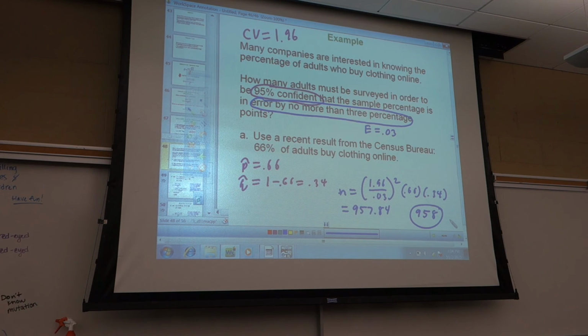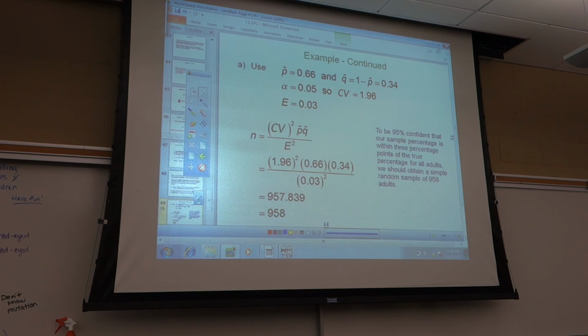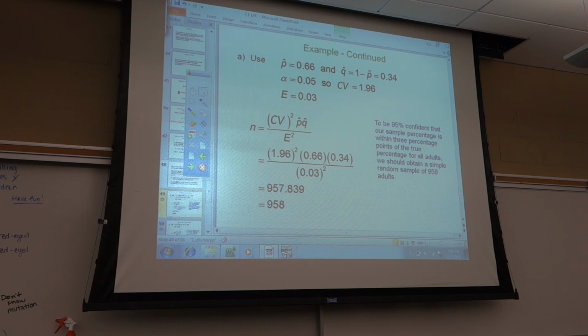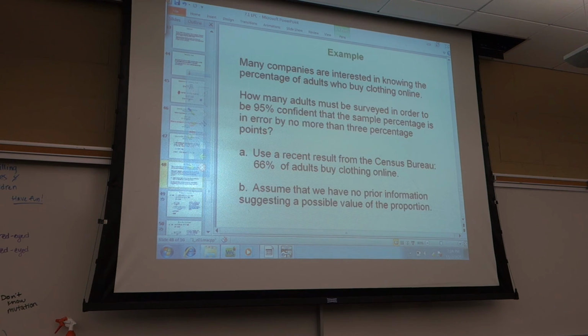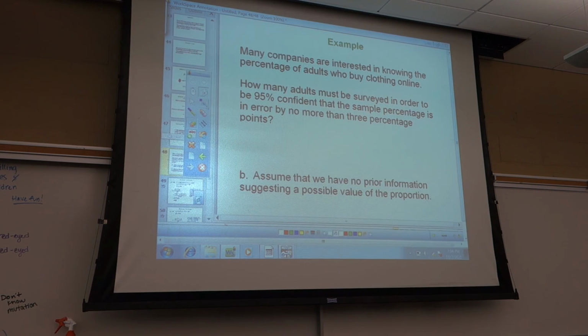So you're all doing this on your sheets, correct, with me? The next one, let's look at B. See, they did the other one. It's hard to do it that way. So if we do B, now we're going to say, okay, my n is equal to my critical value, 1.96 divided by E, 0.03, squared, times 0.5 times 0.5. I don't have an estimate for p and q. I'm going to use 50-50.